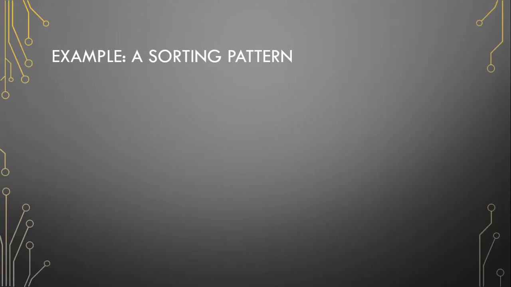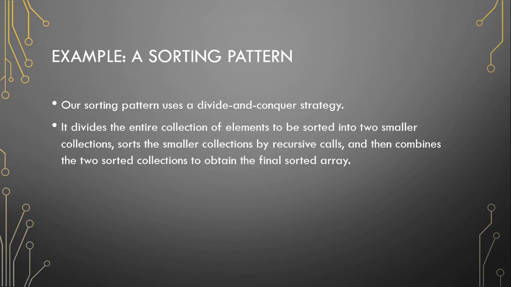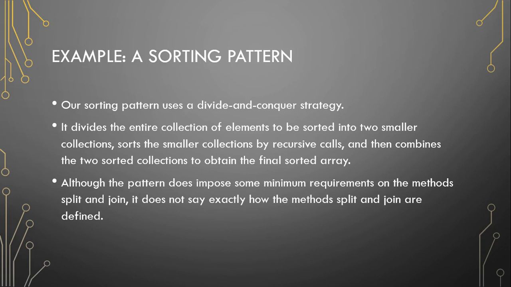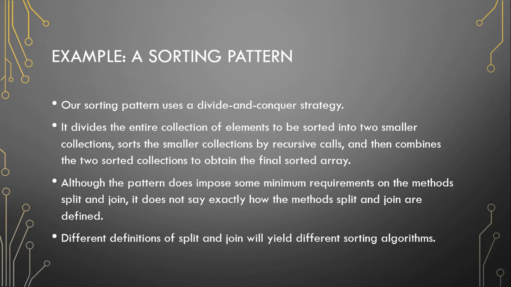So let's actually break this pseudocode down. Our sorting pattern is using a divide and conquer strategy. All right, divide and conquer, of course, we're not talking about the military application here. We're talking about the software application. It's dividing that entire collection of elements to be sorted into two smaller collections, which in turn sorts the smaller collections by recursive calls, and then combines the two sorted collections in order to obtain the final sorted array. Now, although the pattern does impose some minimum requirement on the methods split and join, it does not say exactly how the methods split and join are defined. Different definitions of split and join will yield different sorting algorithms.